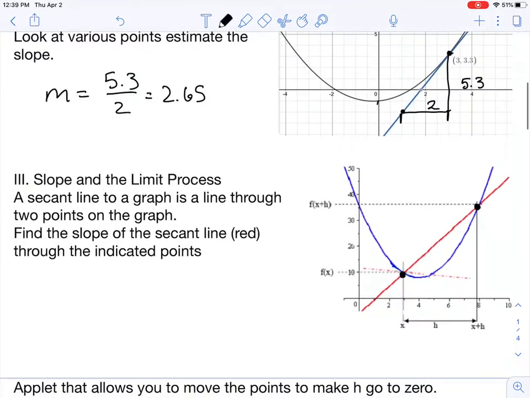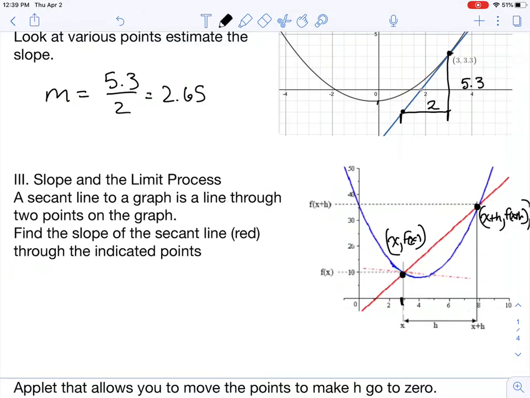Now, there is also finding the slope by using a limiting process. So a secant line is a line through 2 points on a graph. So if you look over here, you see the red secant line. And we took 2 points. Our first point is at x, and then the y value would be f of x, whatever it is. And then we move over some. So this point is x plus h for the x, and then the y value is f of x plus h.